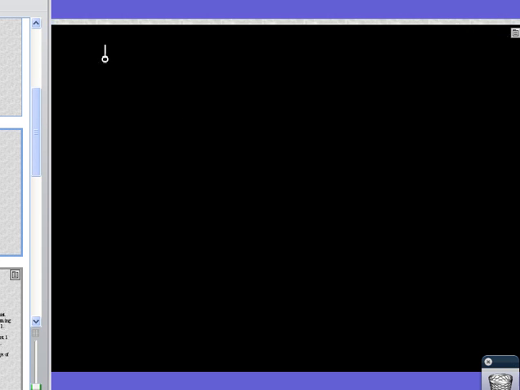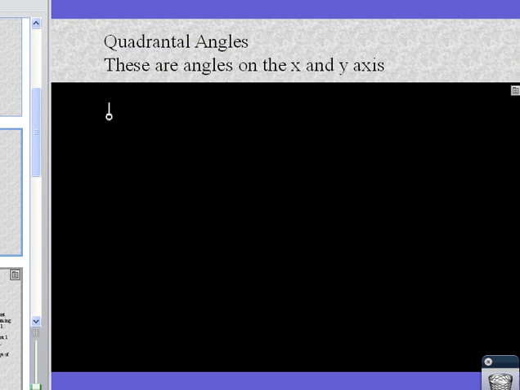So how do we find the trig ratios for those angles on the x and y axes? Quadrantal angles are the angles on the x and y axis. That means 0, 180, 270, 360, 90. Don't want to skip that one.